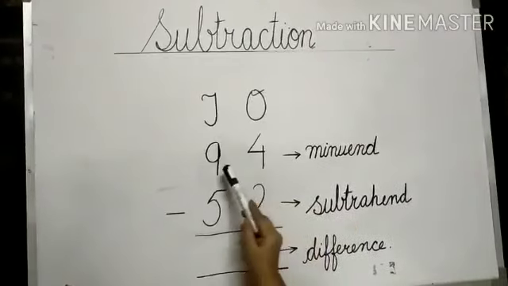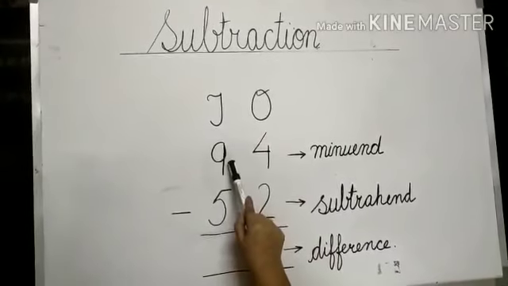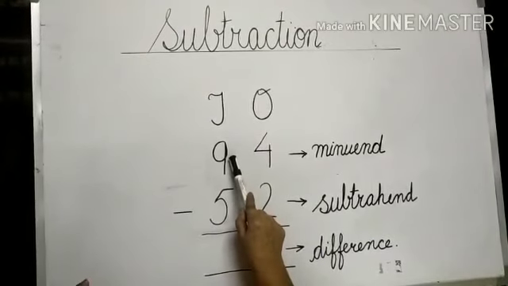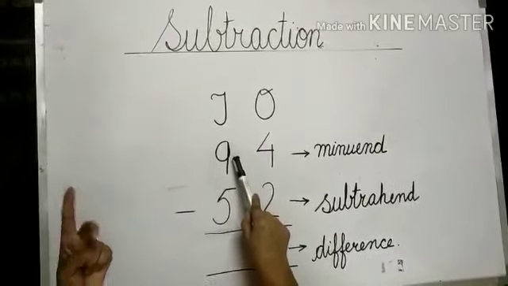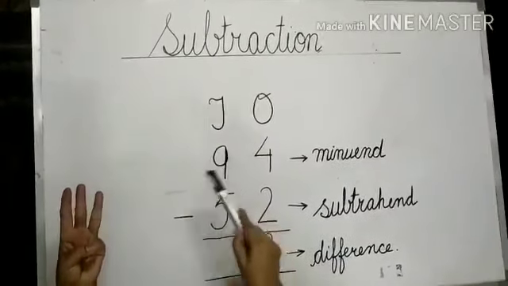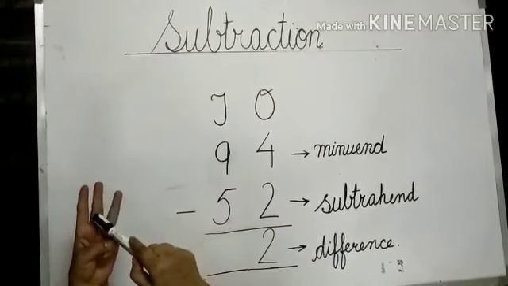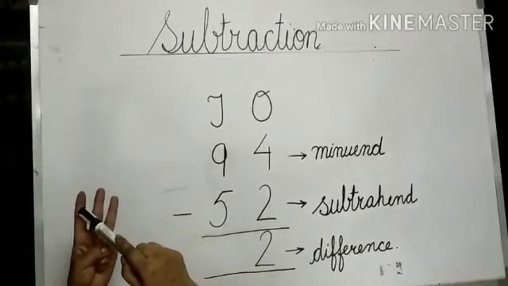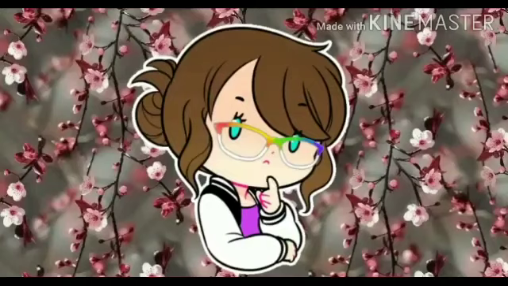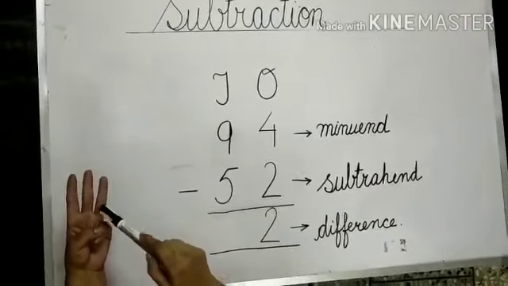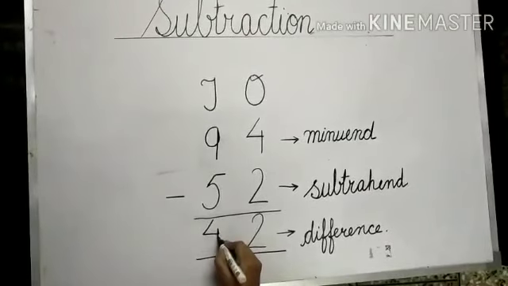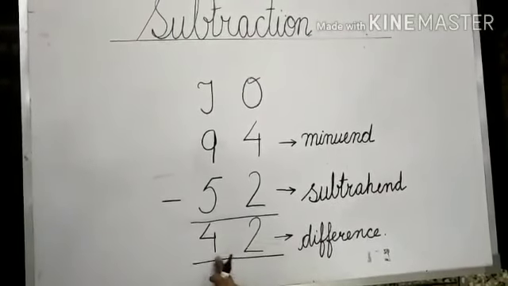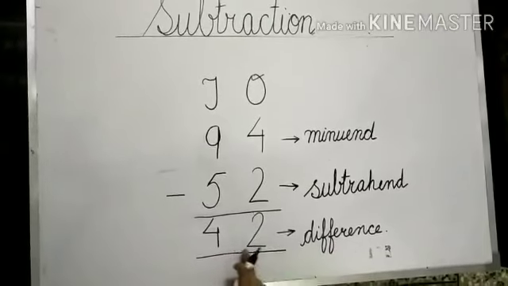Now we will subtract 5 blocks from the 9 blocks. First we will take 9 blocks. 1, 2, 3, 4, 5, 6, 7, 8, 9. And we will subtract 5 from it. 1, 2, 3, 4, 5. Now how many blocks will be left? Yes, tell me. 1, 2, 3, 4. And we will write here 4. So here the difference is 42.